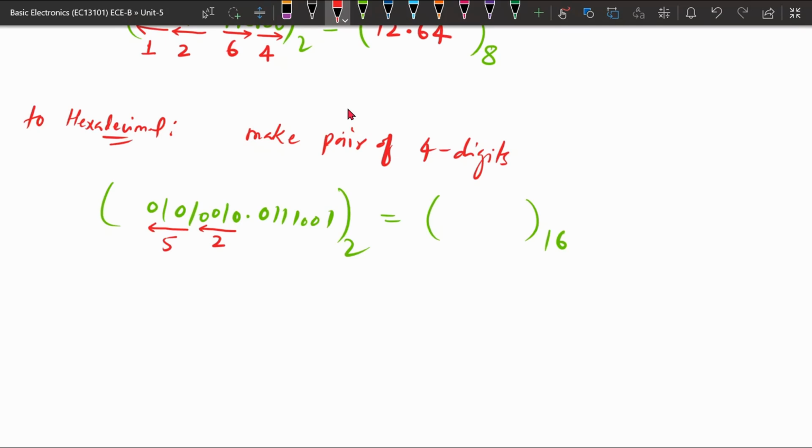And again on the right hand side of the decimal point, we will be making the pairing of four digits. So 0111 will be one pair, and the second pair is 001, and again one digit is required, so we will write a 0. So now the pairing will be 0010. So 0111 is equivalent to 7, and 0010 is equivalent to 2. So its equivalent hexadecimal is 52.72.